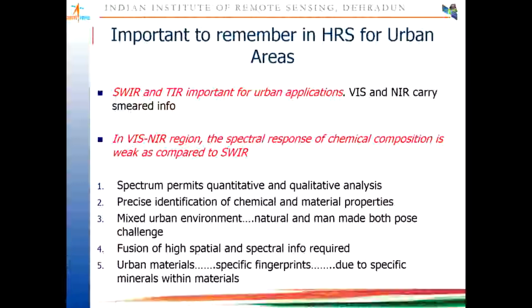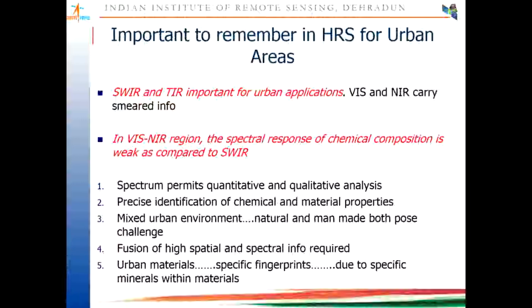Now what is important to remember in hyperspectral remote sensing for urban areas is, once we see the spectra of the urban areas, you will see that generally urban areas do not have many characteristic dips and characteristic bends. What characterizes urban areas is its characteristic feature within the SWIR, that is the shortwave infrared region. If the shortwave infrared region is present in any spectra, it is going to be helpful in delineating different urban materials. So what does the spectrum help us to do? It permits quantitative and qualitative analysis. It also helps in the identification of chemical and material properties.